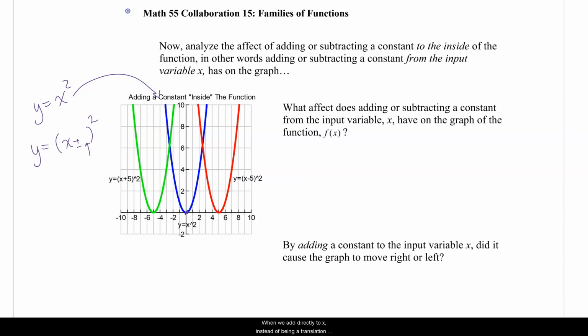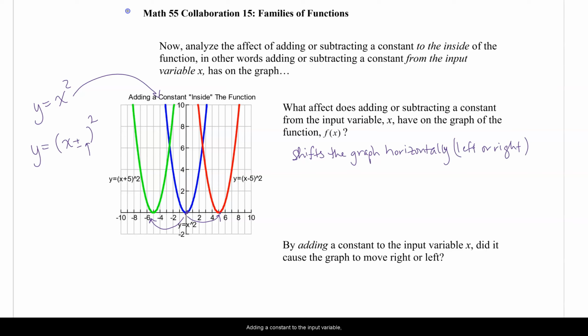When we add directly to x, instead of being a translation up or down, a vertical shift, notice what's happening with these graphs. If we subtract 5 inside with the x, our vertex gets moved over to positive 5. If we add 5, our vertex gets moved over to negative 5. So adding or subtracting a constant straight onto the input variable before squaring shifts the graph horizontally, left or right.